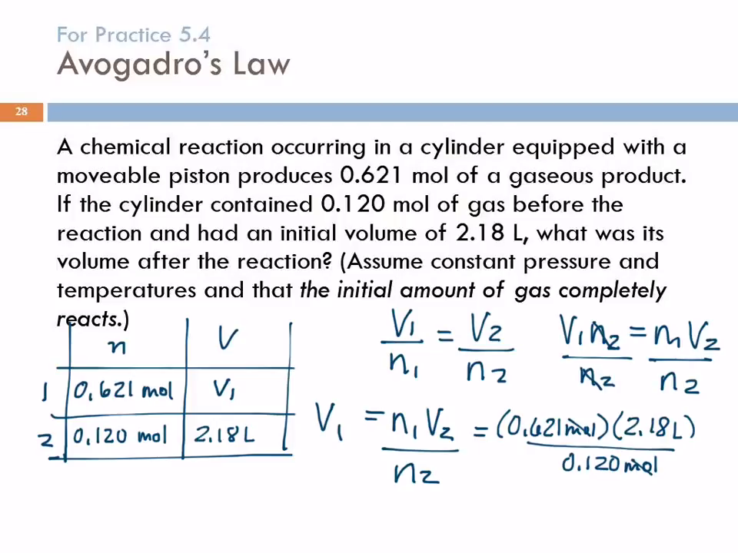0.621 times 2.18 divided by 0.12. How many sig figs? 3. You should always consider significant figures. 11.3, and the unit is liters. That's the volume.